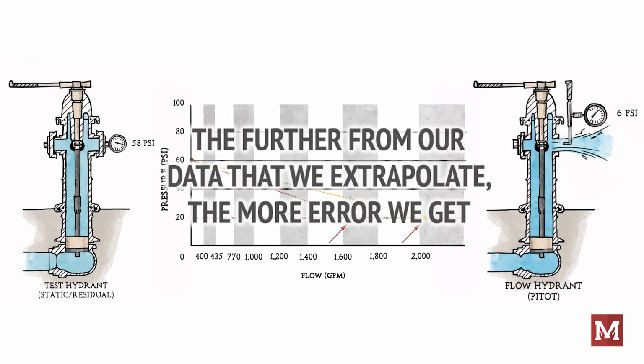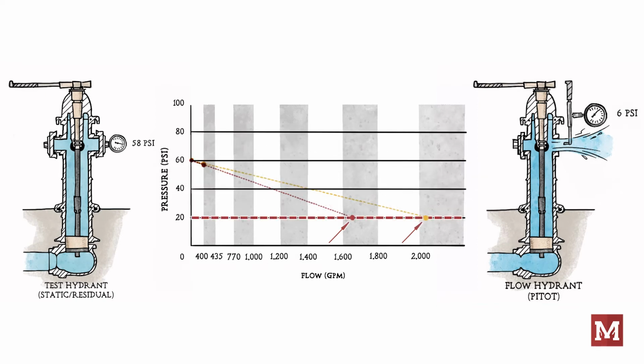That's a 400 GPM difference, or a 24% error in the fire flow that we're calculating. The further from our data that we extrapolate, the more error we're going to get from even a slight deviation. Okay, Joe, but let's say we've got laser focused eyes, all of our test equipment is recently calibrated, our pitot gauge is perfectly centered in the middle of the flow, and we run a nearly flawless test. Well, what about that, Joe?